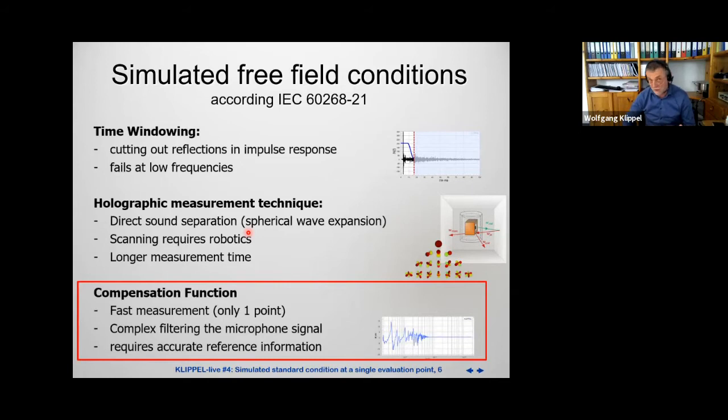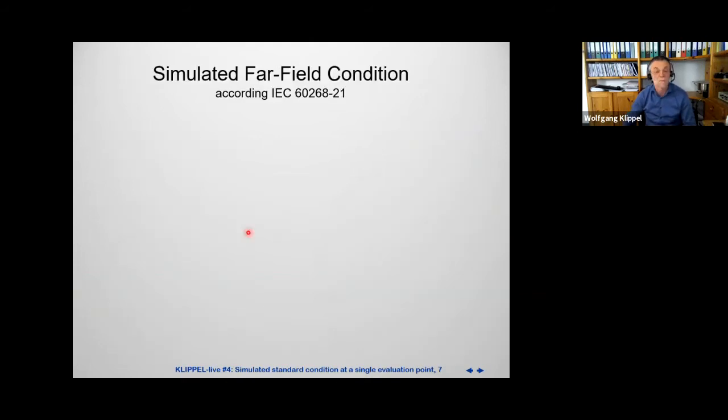So that is only applicable for one point. It's a very fast way for doing that. We are doing this in a new way by generating a complex compensation function, which is used as a filter just after the microphone. So that's new. And we need some accurate reference information.